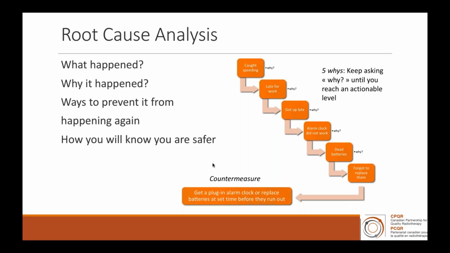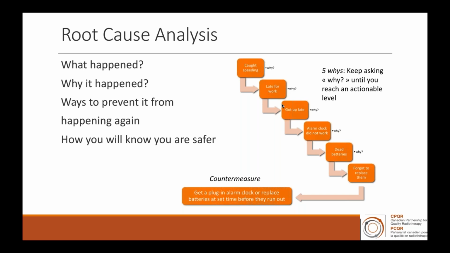Essentially, it's very simple. When interrogating or having a discussion with a worker who has witnessed an incident, you ask why until you reach an actionable level. So here's the example. This morning, I was caught speeding. Why was that? Well, I was late for work. Why was that? I got up late. So notice that these whys and reasons that are being listed up there are not really actionable. We don't have a concrete way to remove the causes.